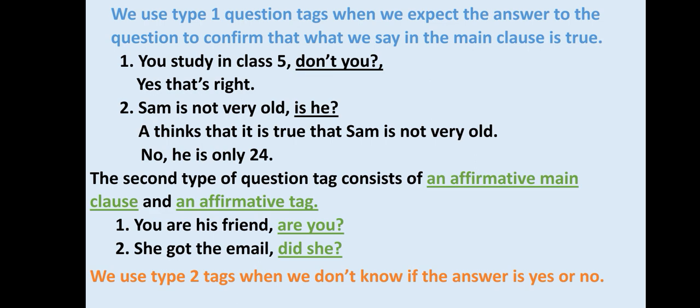Now, the second type of question tag consists of an affirmative main clause and an affirmative tag. Here both are affirmative. The clause is affirmative and the tag is also affirmative. So this type of tag we use when we don't know if the answer is yes or no. We are not sure about the answer. In that case we use an affirmative tag even if the main clause is affirmative. For example, you are his friend. Are you? She got the email. Did she? So that's all.